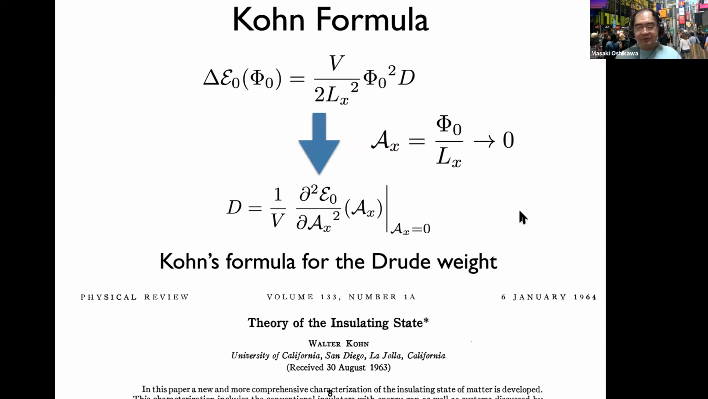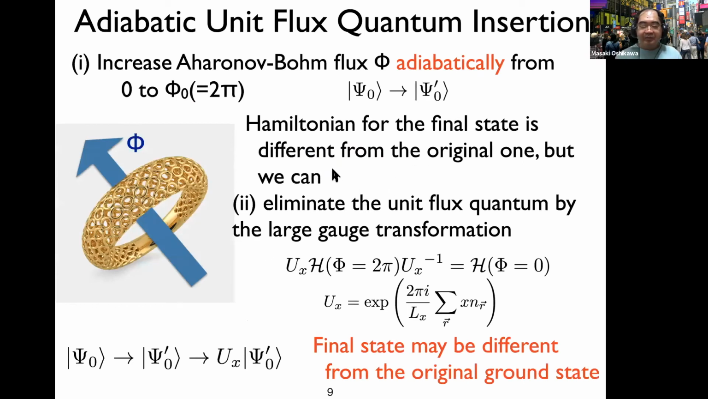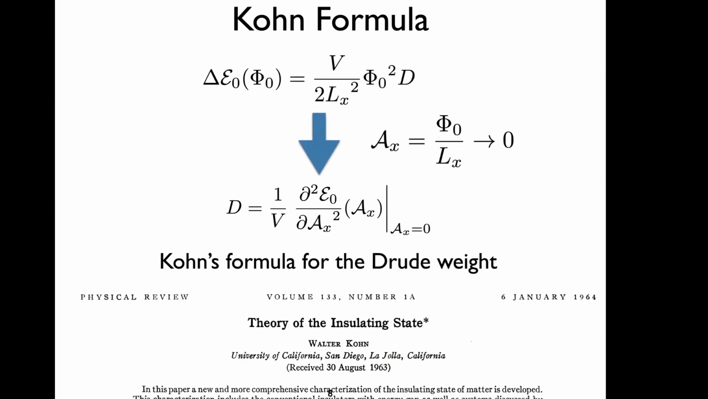So in some sense, this real-time formulation so far just reproduced the well-known Kohn formula for the Drude weight. But using this formulation, we can generalize this result. Can I ask, that looks a lot like rho S in a superconductor?